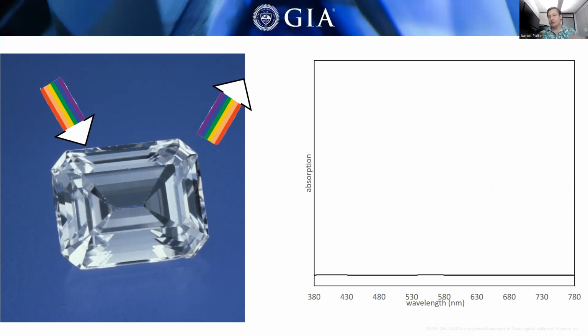So when I shine the light through the stone, if I took this colorless sapphire and put it on my spectrometer, I would get an absorption spectrum that looks like this, because none of that visible light is being absorbed by the stone.